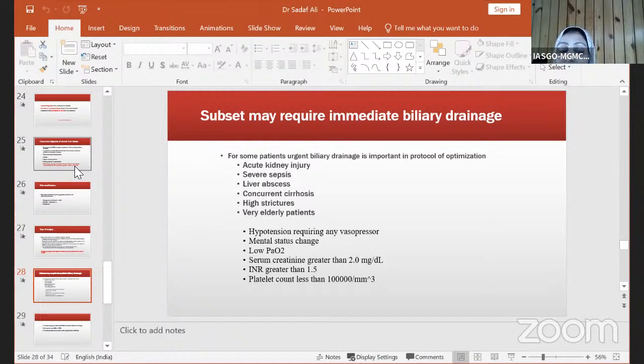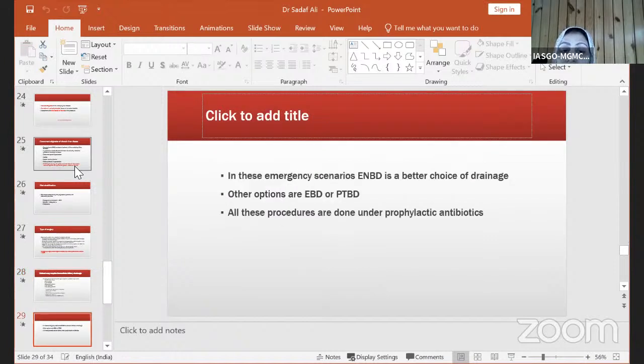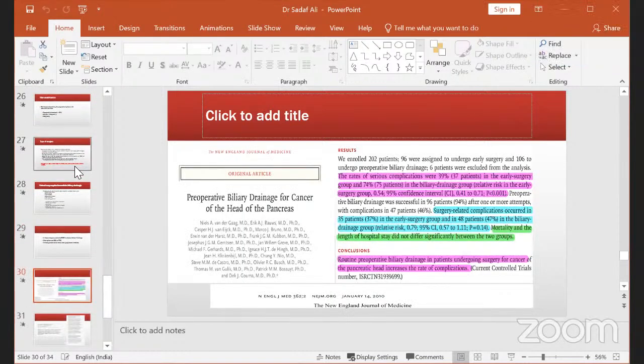These patients, by and large, as Professor Saraswat said, present with hypotension, altered mental status, respiratory failure, renal failure with creatinine of more than 2, high INR, and low platelets. So in this emergency scenario, there's a belief that you decompress the system better with ENBD. Other options are EBD and PTBD. And all these procedures should be done under prophylactic antibiotics.